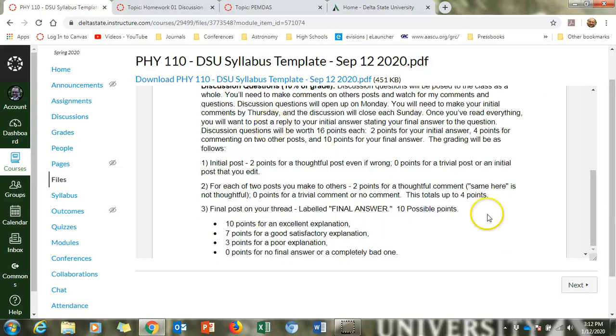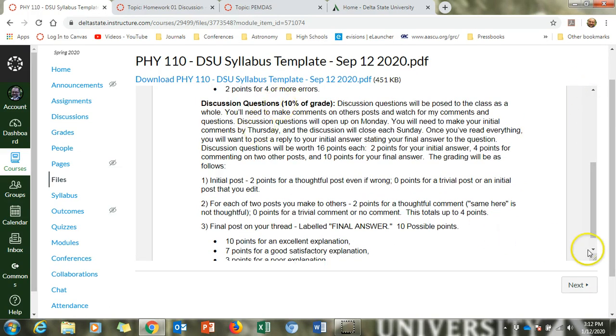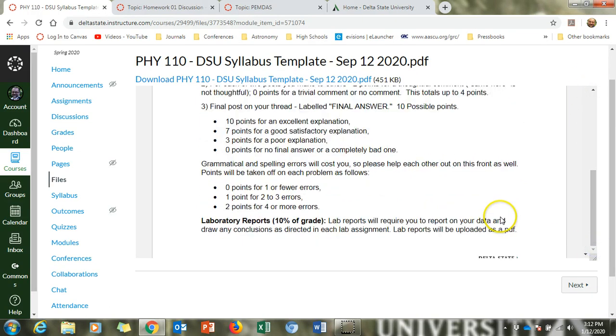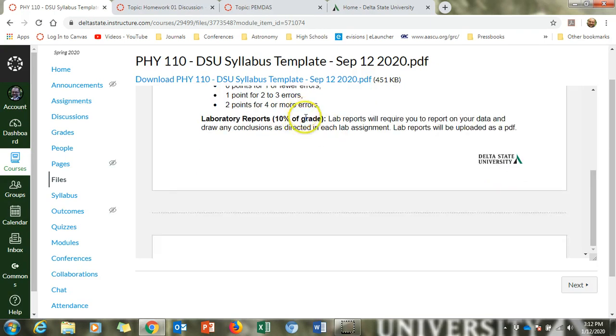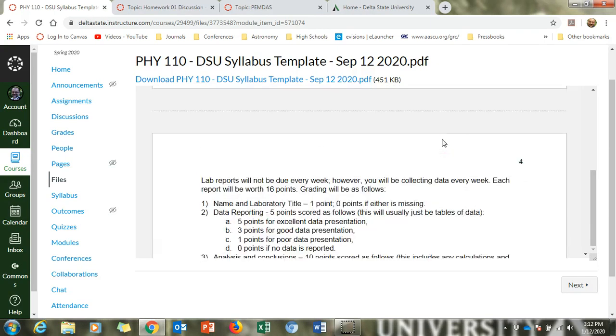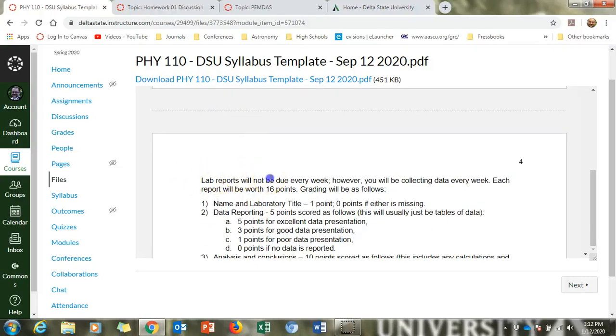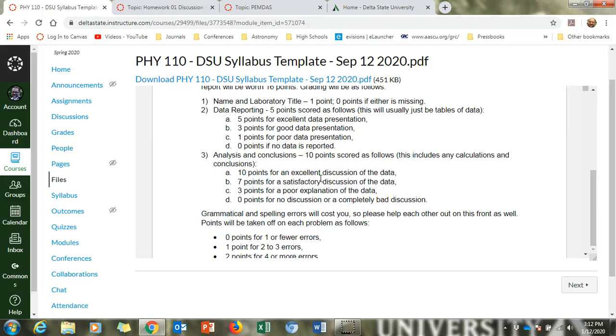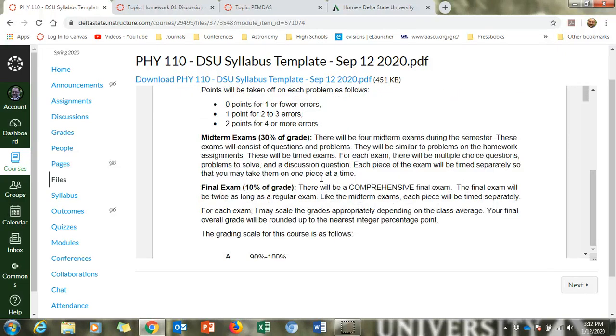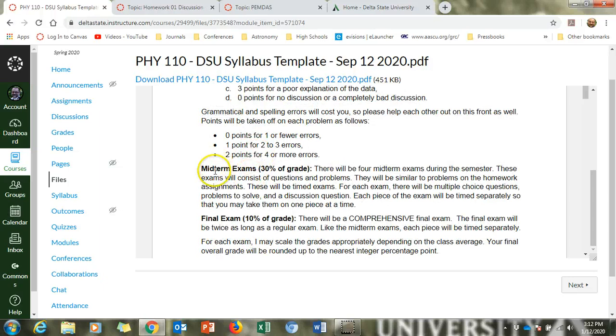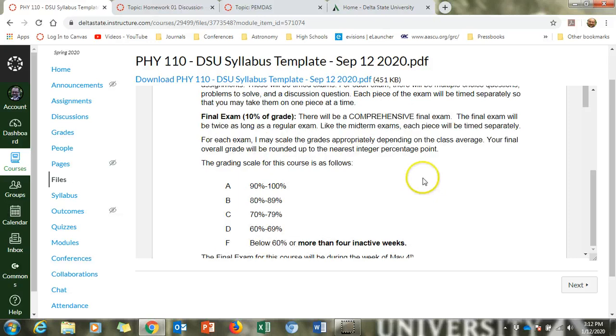You have your discussion questions. Those are 10% of your grade. Lab reports, 10% of your grade. There will be 4 lab reports during the semester. Well, that's not quite true. They're not due every week. They're going to be 4 due during the semester. Okay. Midterm exams, they're going to be 4 exams during the semester. They total over 30% of your grade. And then the final is 10% of your grade. And the final will be comprehensive.